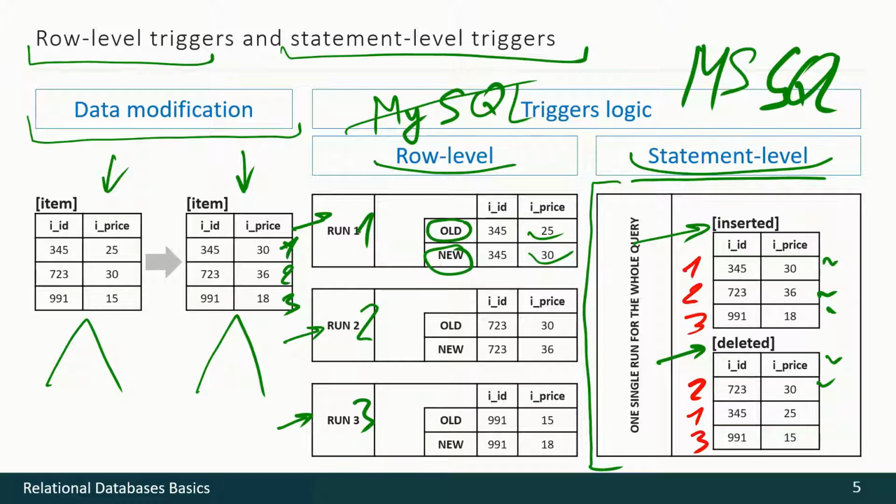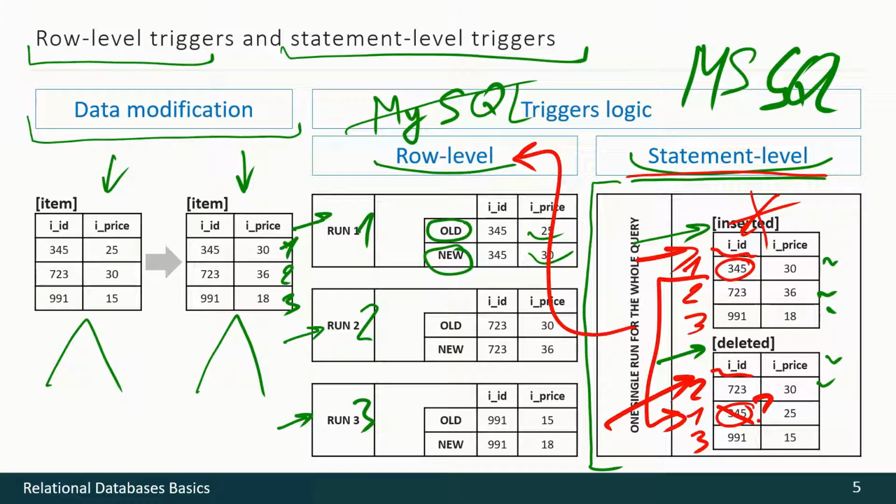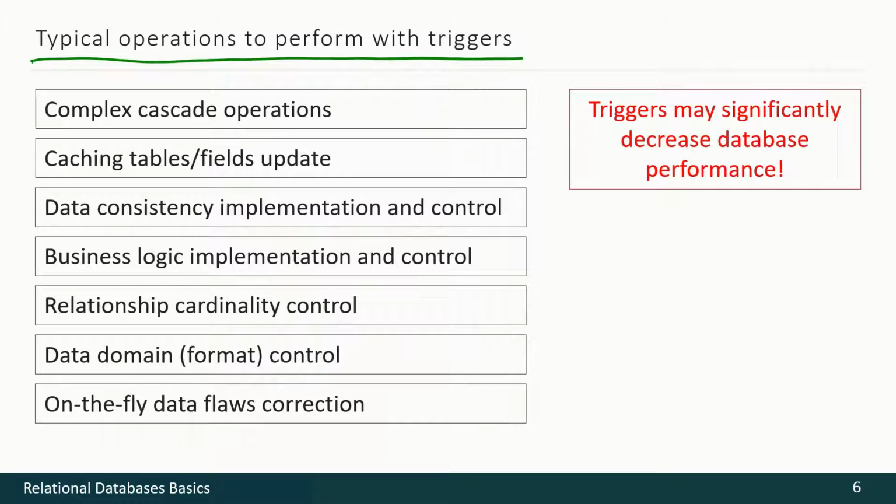So you may not rely on record order, but you have to look at the values of some key field in your table. And if that value of the key field is also changed, that's an unresolvable problem for statement-level triggers. Because you may no longer know what is the equivalent of a record from here and a record from here. And in such a situation, of course, row-level triggers have a huge advantage. But such situations, when you change the value of a key field, are extremely rare, so that's not really a problem. Now let's discuss typical operations to perform with triggers.